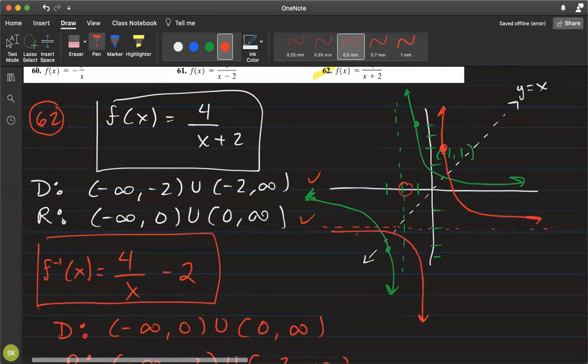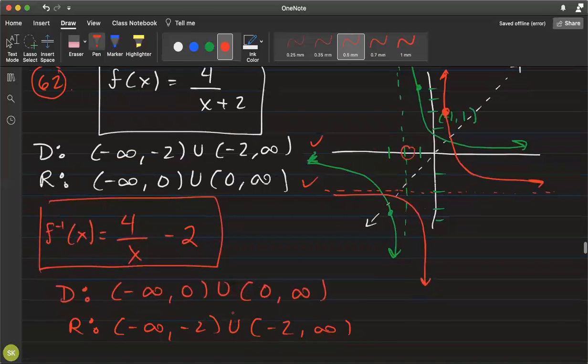Just like we got down here with the domain and the range. And for the domain of this one, you can see we had to take out, for the red graph, 0 because this is an asymptote. And here we have an asymptote at -2. So we took that out of the range.